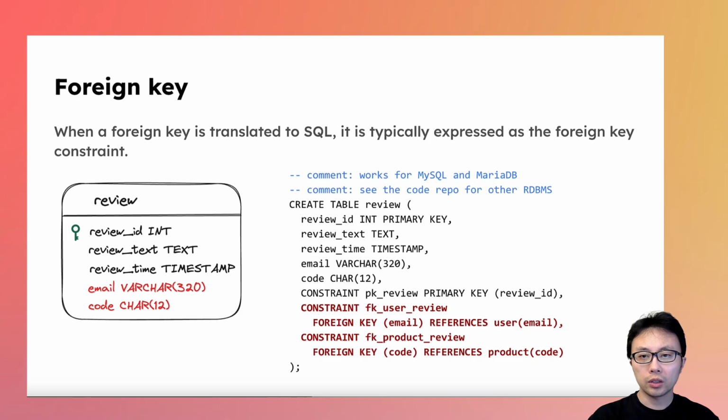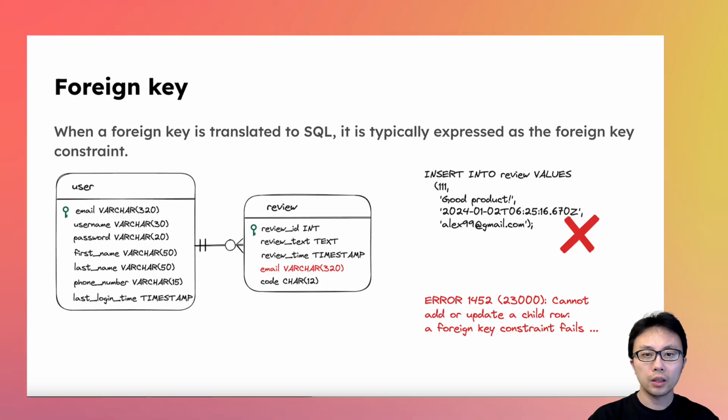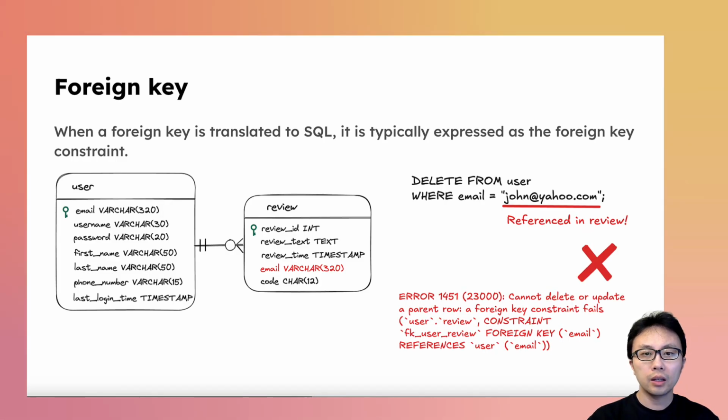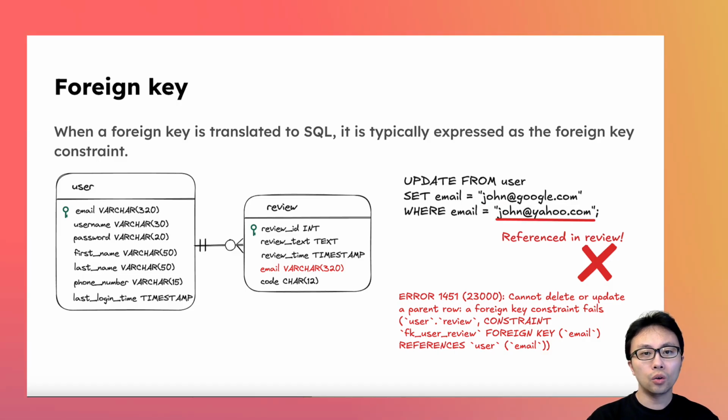Does the foreign key constraint do anything? Of course. If you try to insert a new row of review data into the review table, but it references a non-existing user, SQL will complain and stop you from doing that. Similarly, if you are trying to delete a user from the user table, but that user is referenced by several rows in the review table, you will be stopped. Or if you are trying to update the primary key value of a user who is referenced in the review table, you will also be stopped. That's the power of the foreign key constraint.